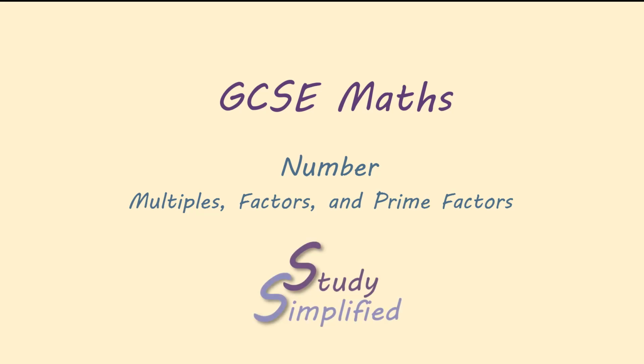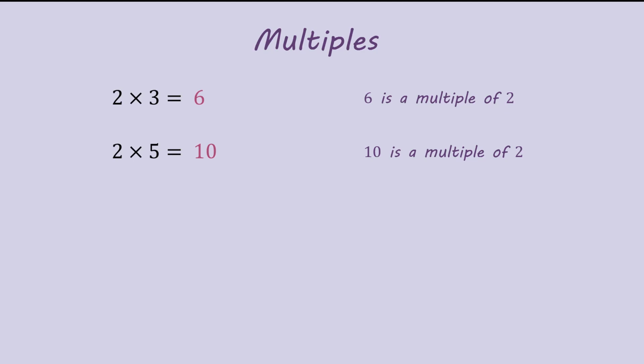Today we're going to cover multiples, factors and prime factors. Let's start with multiples. We'll begin by finding the multiples of 2. A multiple of 2 is the product of 2 and any other whole number. For example, 2 times 3 is 6, so 6 is a multiple of 2. Or 2 times 5 is 10, so 10 is a multiple of 2.